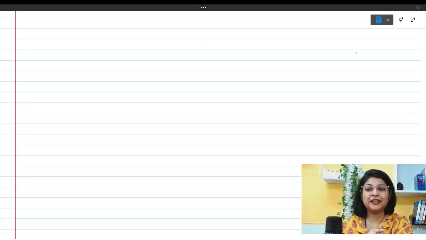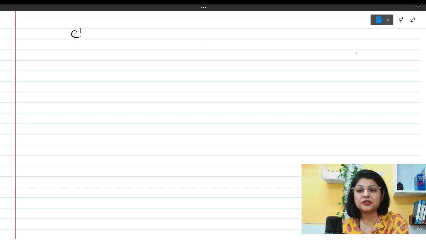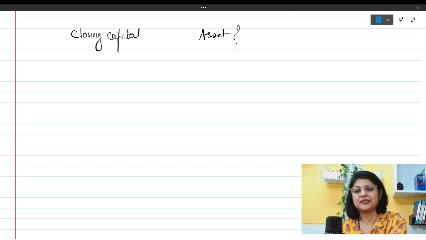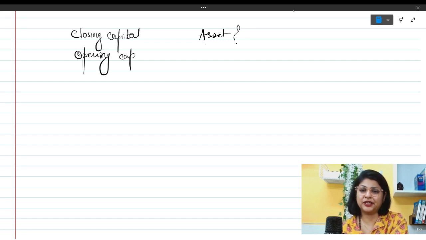What are the second kind of questions from this chapter which are asked in the exam? They are finding out the opening capital or closing capital, or on the opening or closing date the amount of assets and liabilities. So how to deal with this question? Let's start doing this in today's class. Whenever the question given to you is finding out the closing capital, or the question is asking you the amount of assets on a particular date, or the question is asking you the opening capital, how to deal with this we will see in today's class.